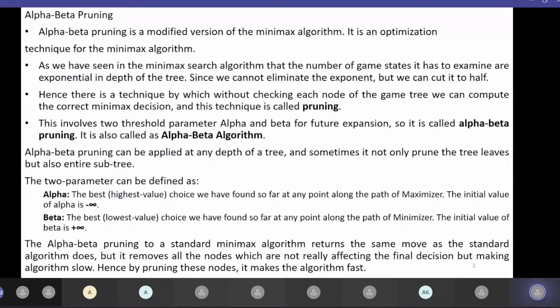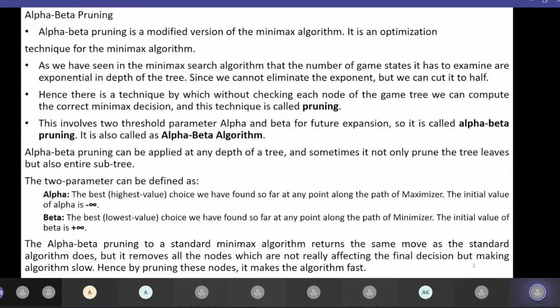So it is called alpha beta pruning, or simply called alpha beta algorithm. But even if you mention alpha beta pruning, it can be applied to any depth of the tree. Sometimes it not only prunes the tree leaves, but also prunes the entire subtree.